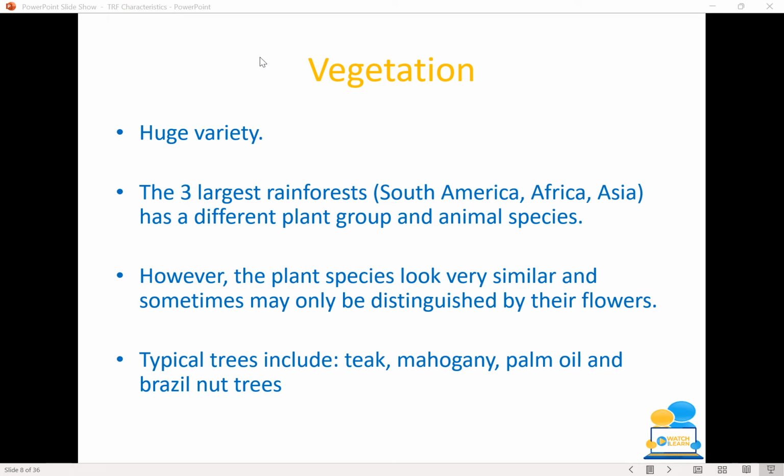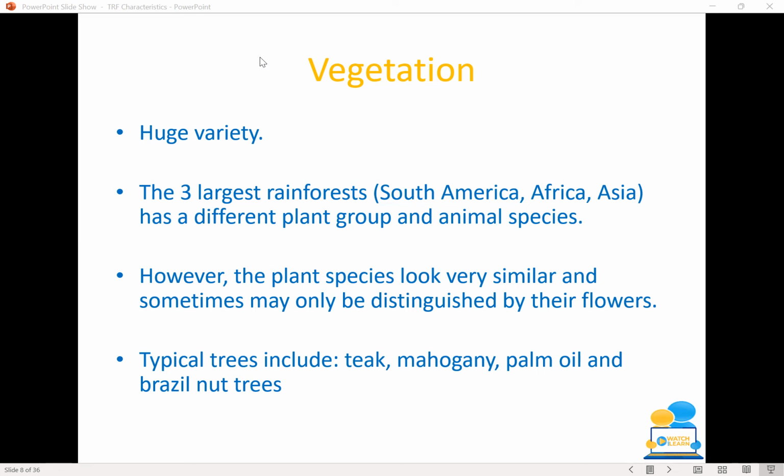But the typical trees that we're going to be looking at, especially in the Amazon rainforest, are those hardwoods that go for a lot of money. They're very expensive and are sold for a lot of money as well. Maybe this is another reason why the Amazon rainforest is under a huge amount of pressure from logging. These trees would include teak, mahogany, and palm oil, which is a huge reason for a lot of cutting down of trees because it is used in a lot of products such as chocolate, shampoos, things like that.